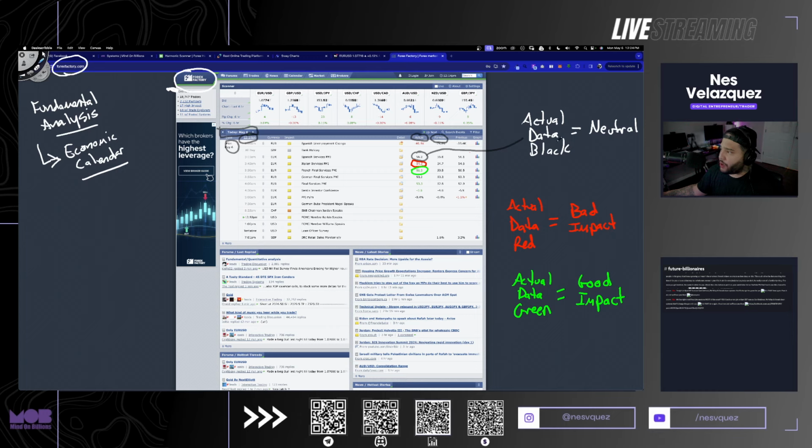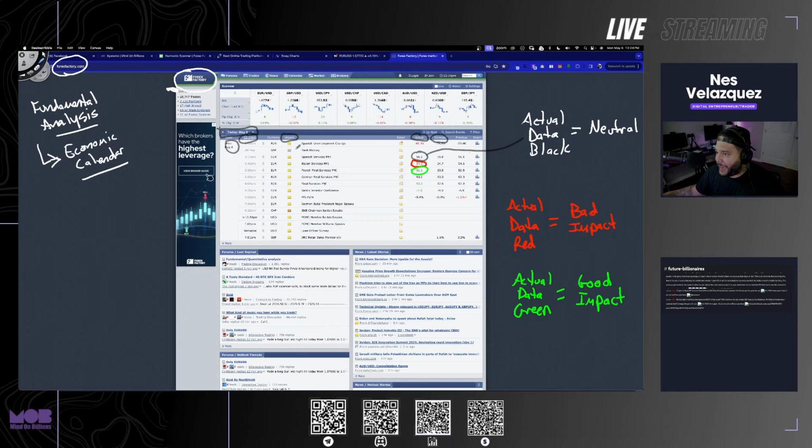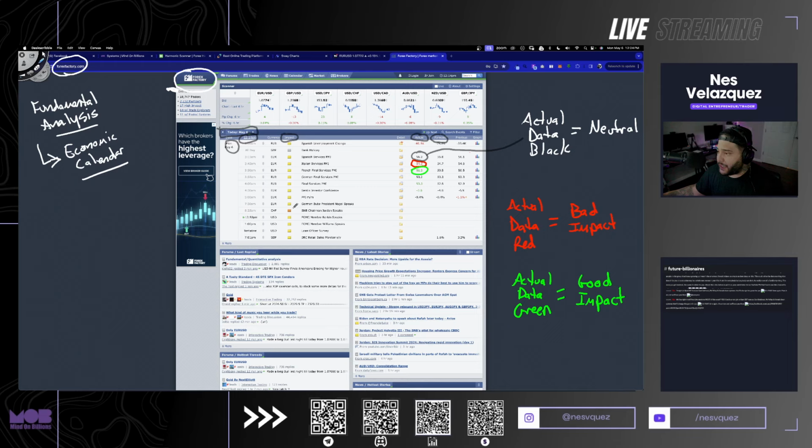Now that you know the actual data black is neutral, actual data red is bad impact, actual data green is good impact, how do you know the strength of the impact? Well, the way you know the strength of the impact is through these folders. If it's yellow, okay, yellow folder means that it is a low impact. Orange is a medium impact, and red means it is a high impact. Okay, so this is how you know the strength of the impact of these trades.